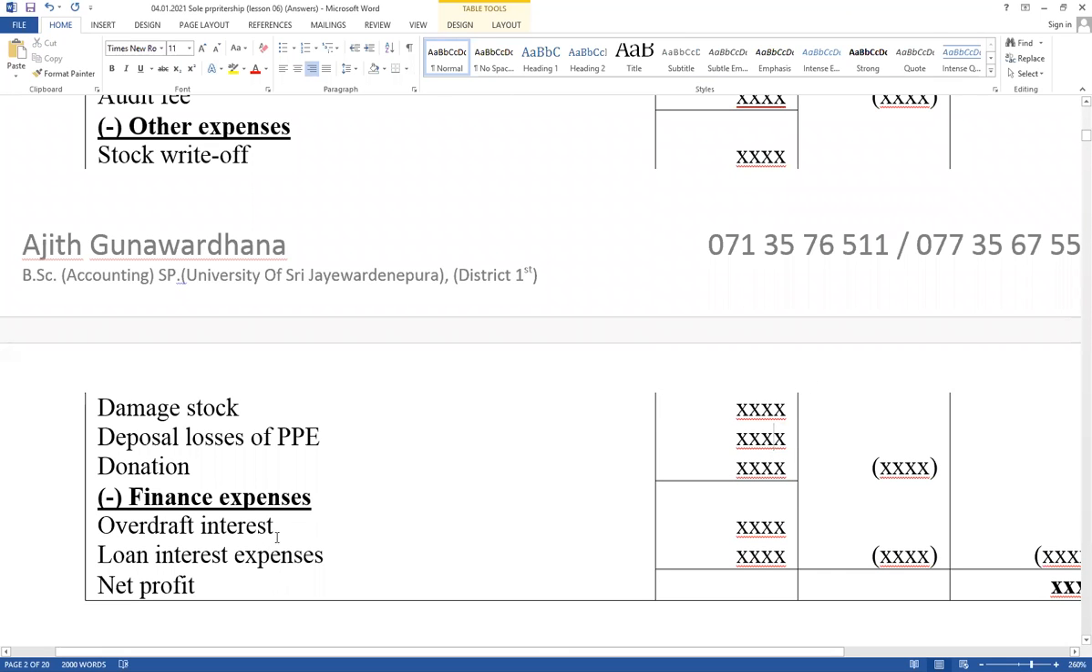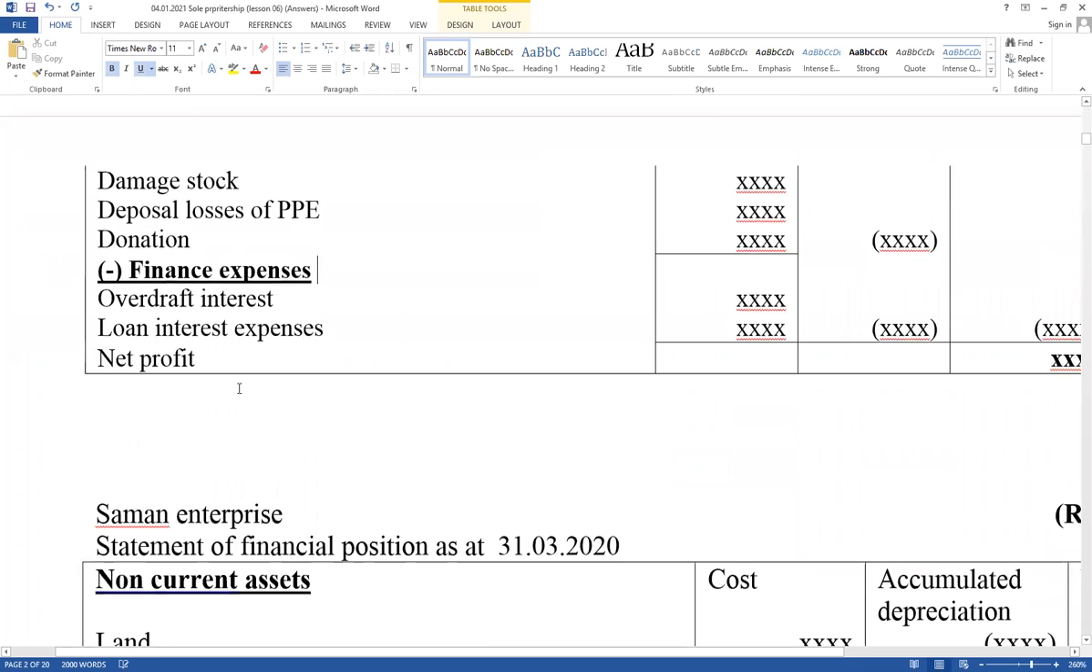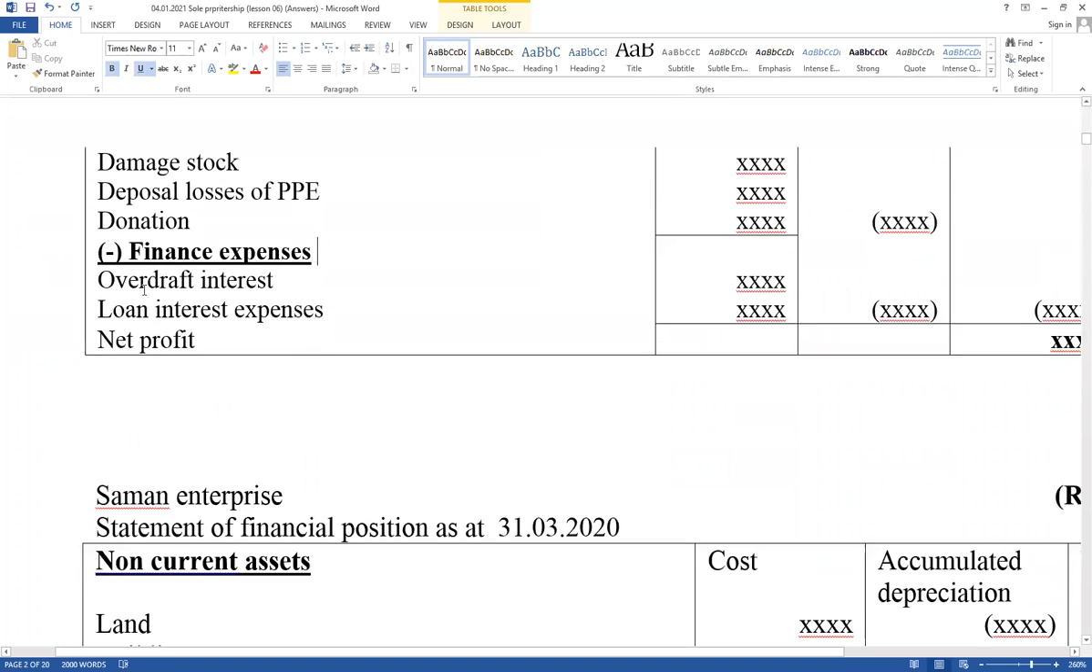Right, then think about finance expense. Under finance expense, OD interest should be included. Think about the overdraft balance: if there is interest, it should be included under expense, and loan interest expense. Sometimes leasing is also given. If there is lease interest, it also should be included under finance expense. But leasing we will discuss with company. Under proprietorship, they don't ask for leasing adjustment.